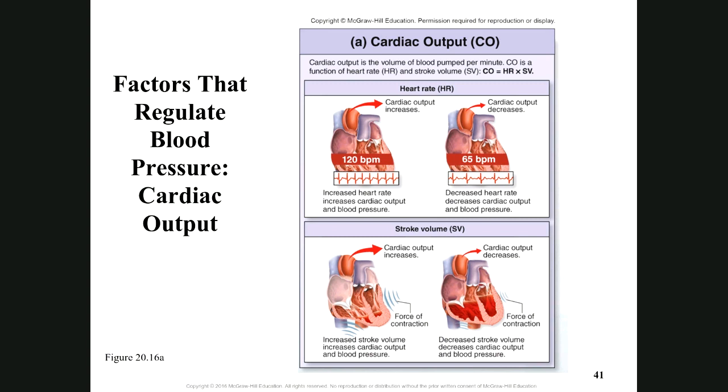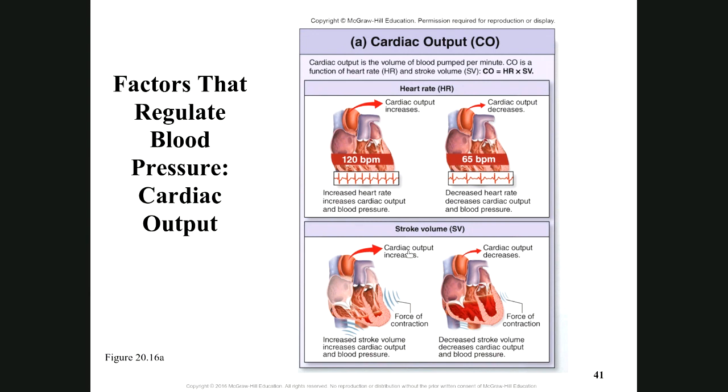In this slide and in the next slide, you can see the factors that can affect our blood pressure. One of these factors is the cardiac output, and I hope you remember that our cardiac output, or CO, is equal to our heart rate times our stroke volume. So when we have tachycardia, when our heart rate increases, our cardiac output increases and the blood pressure increases. And when we have bradycardia, when our heart rate decreases, our blood pressure decreases too.